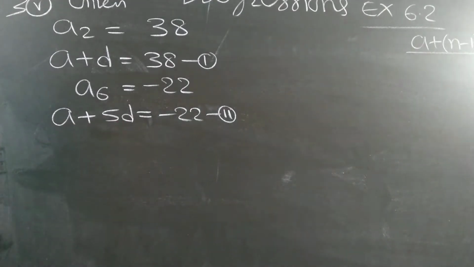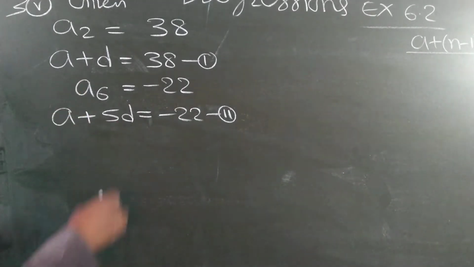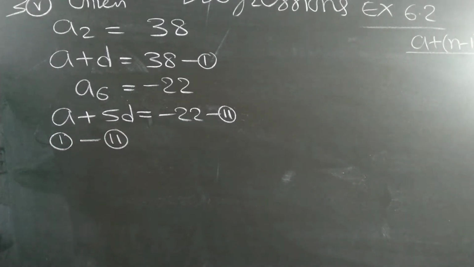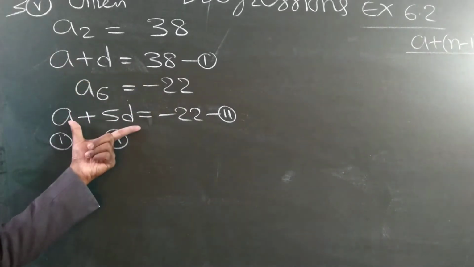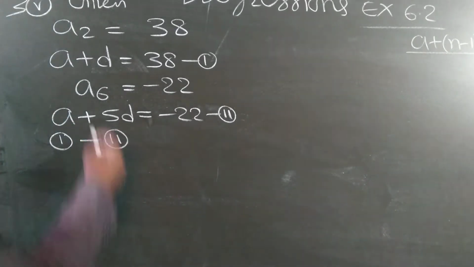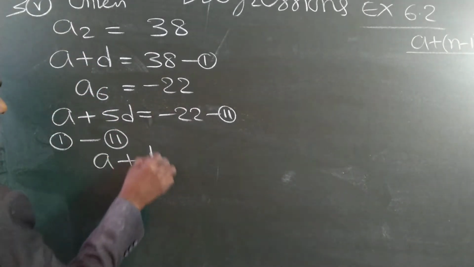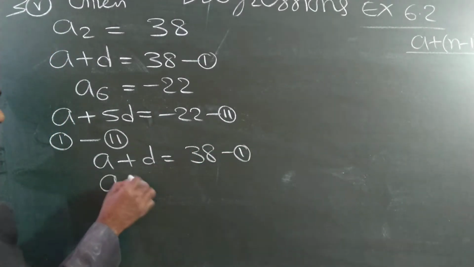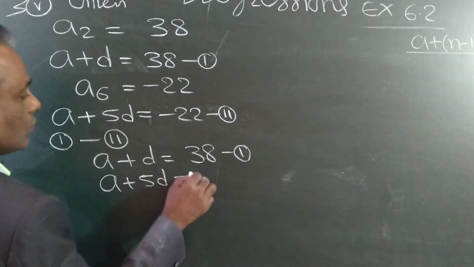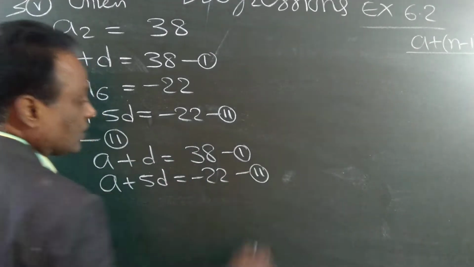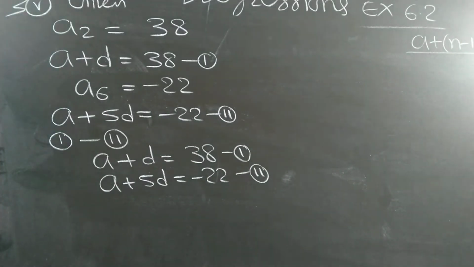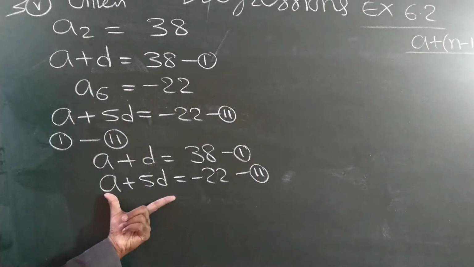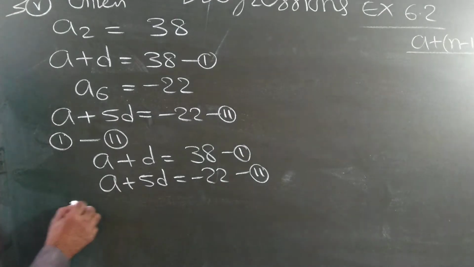How am I finding A and D? Yesterday we did one problem. The simple process is 1 minus 2. This equation minus this equation, we will get the value. So, first equation, A plus D is equal to 38. Second equation, A plus 5D is equal to minus 22. I am solving the equations. First equation A plus D is equal to 38. Second equation A plus 5D is equal to minus 22.